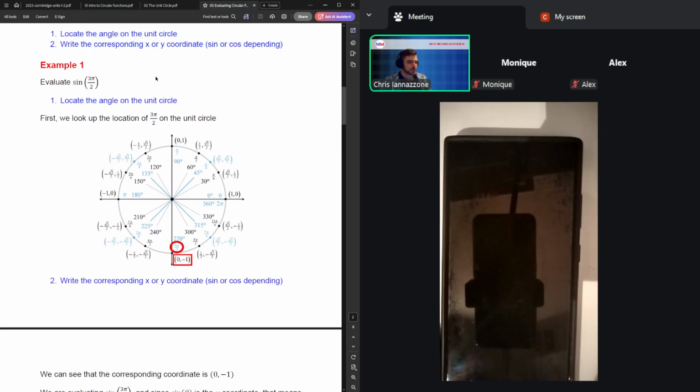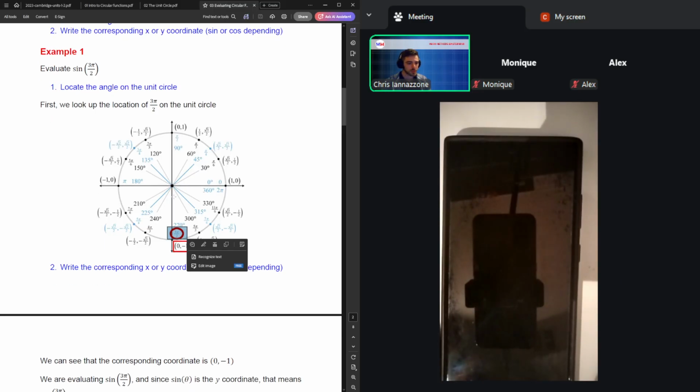It's a two-step procedure. First, you just look at the angle that it says, whatever's in the brackets. This one says 3 pi on 2. So I pull up my unit circle, or my memory, and I locate where 3 pi on 2 is on the unit circle. And I have a look at the coordinates that are responsible for that. I've got 0, negative 1.